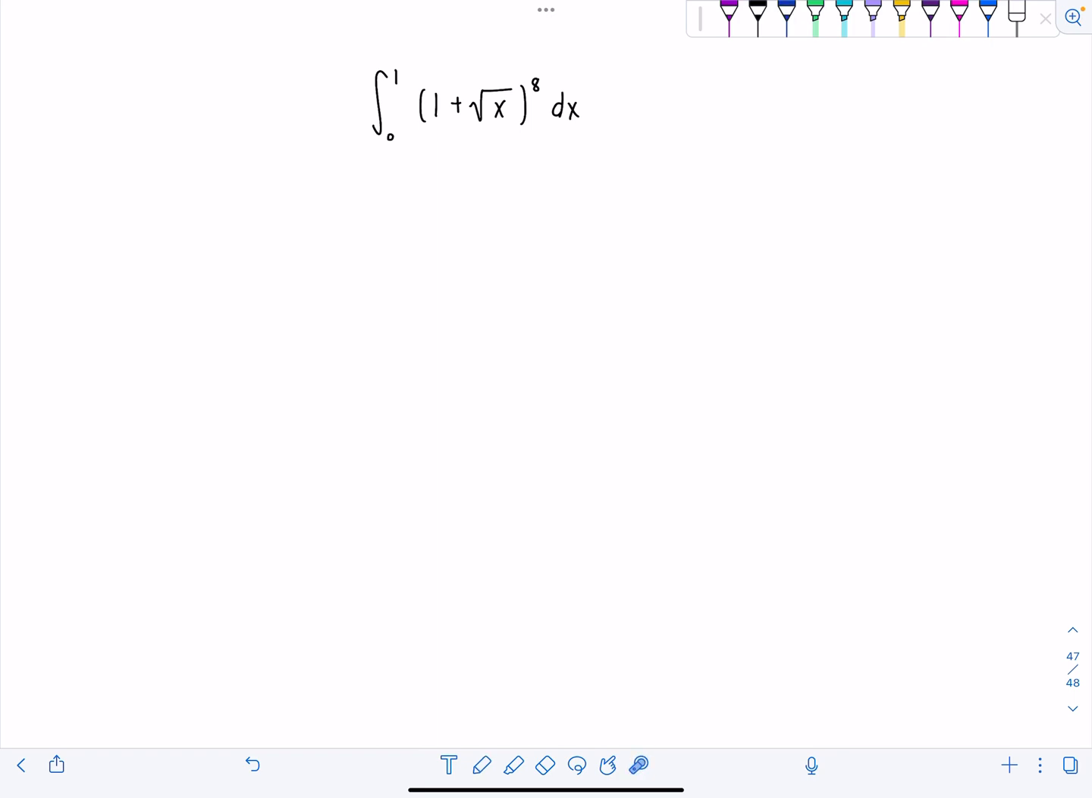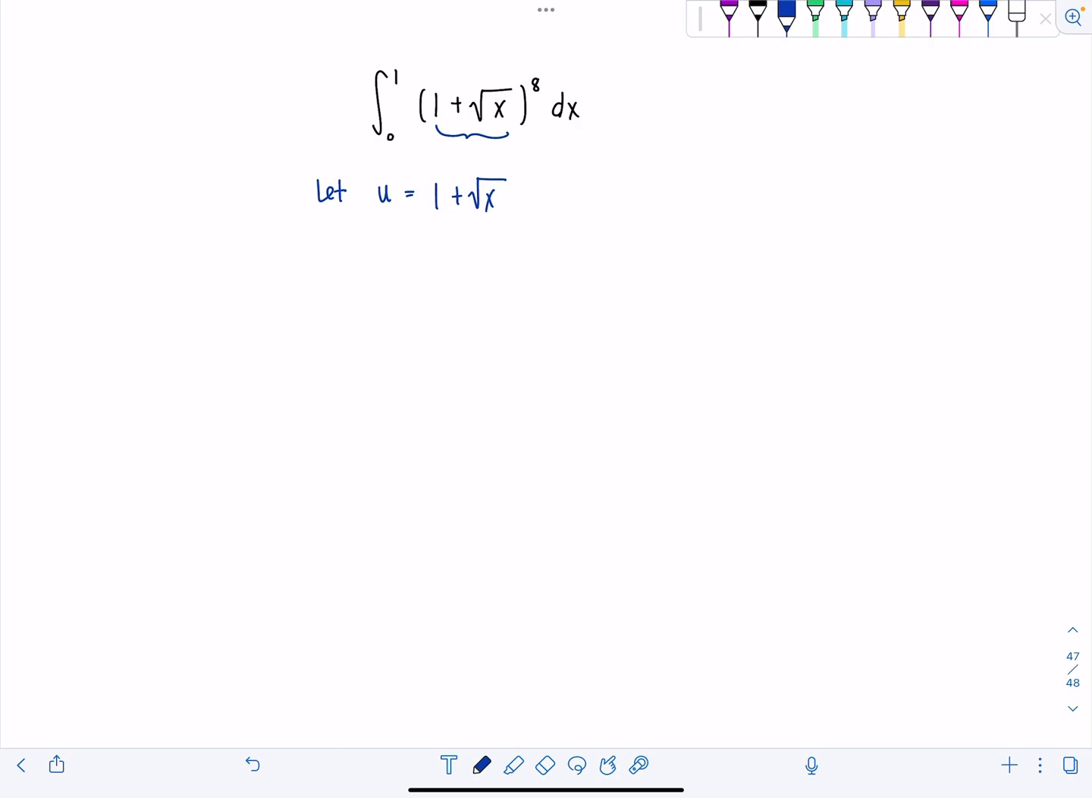Obviously, it would be a nightmare to sit there and actually expand or multiply this all out. So that's definitely not what we're going to do. We're going to go with the u substitution first. So I'm going to let u equal the quantity inside the parentheses, which is 1 plus rad x. And then you might be thinking, well, there's nothing else left in the integral to be du. So what are you going to do to find dx?